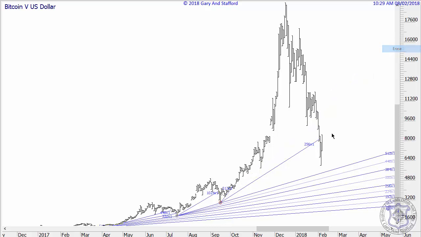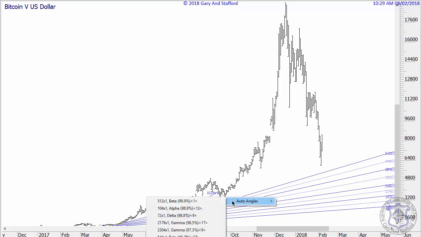Sorry, that can't be right. Sorry, I've got the wrong angles on. Those are beta angles. My mistake. Let's go to there. The closest gamma is a base 17. I don't want to use 17 unless I've got a good reason from the past to use it. The next one is 9.